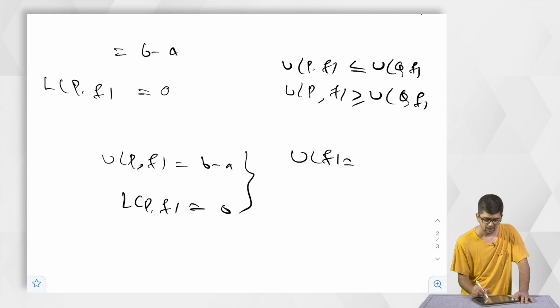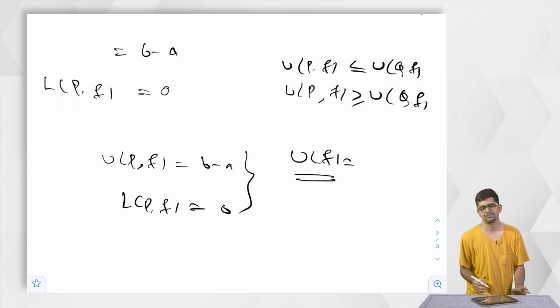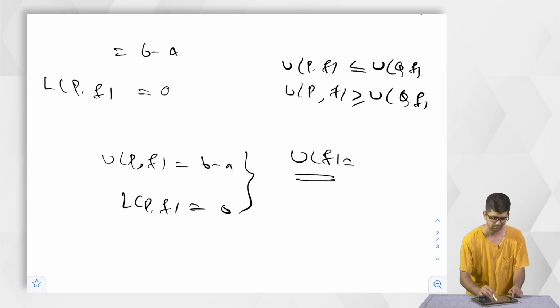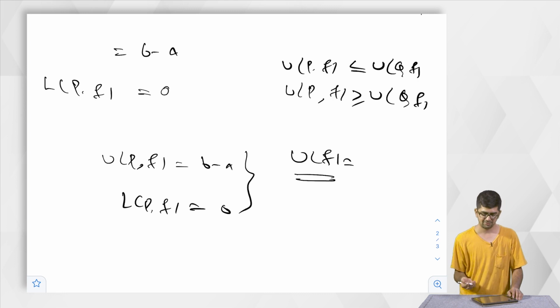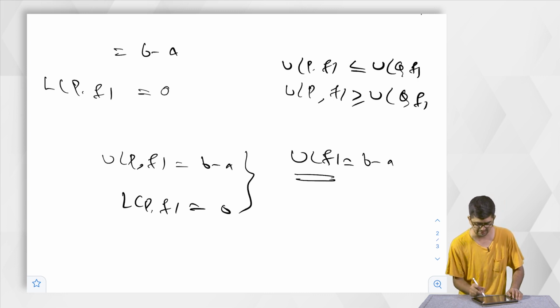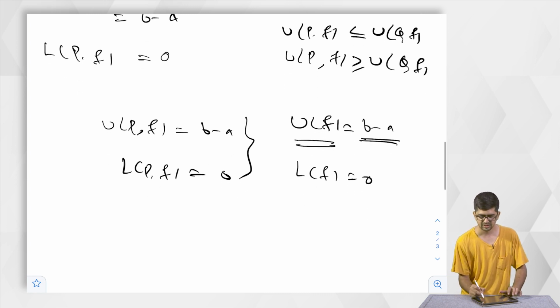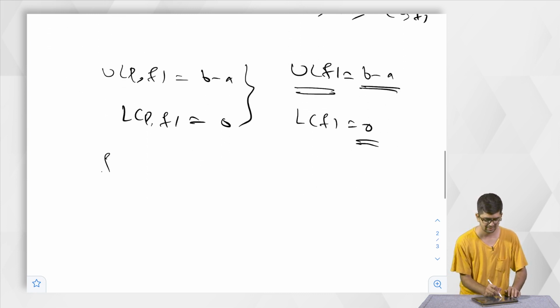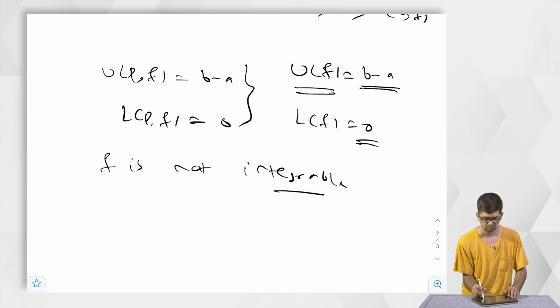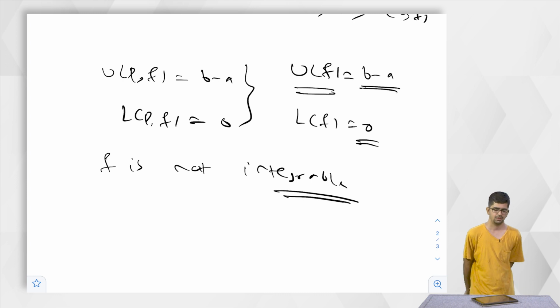So whatever it is, UF is the supremum or infimum of UPF, where P is any partition, but that set contains a single element. So the supremum or infimum is just the same element. This is B minus A. Similarly, LF is just 0, and B minus A is not equal to 0. So this says f is not Riemann integrable. So this is an example of a function that is not an integrable function.